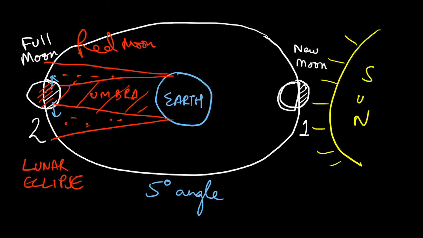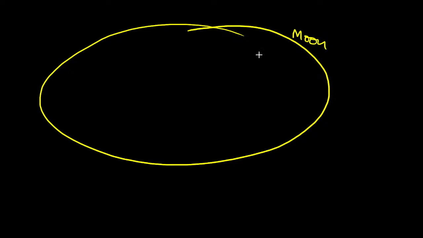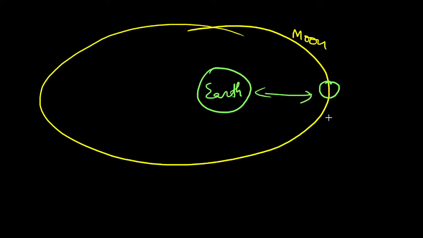Now, fair enough. What you now need to notice is that let's consider the elliptical orbit of the moon. Say this is the orbit of the moon. Now, let's consider this as the earth. It is not a circular orbit, right? So, if the moon is here, it is closest to earth. That position is called perigee. If the moon is here, it's farthest from the earth. That position is called apogee.